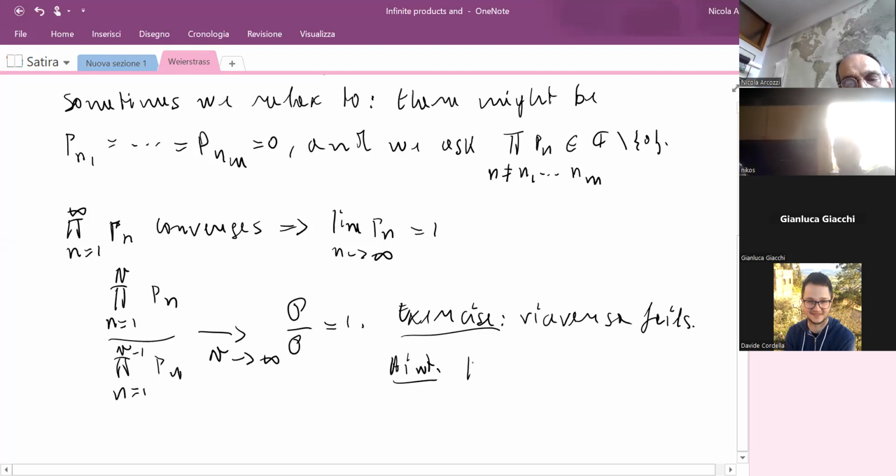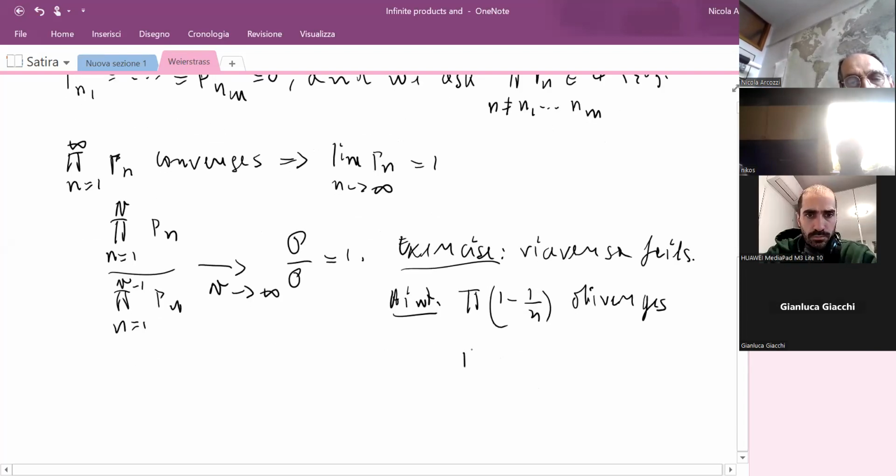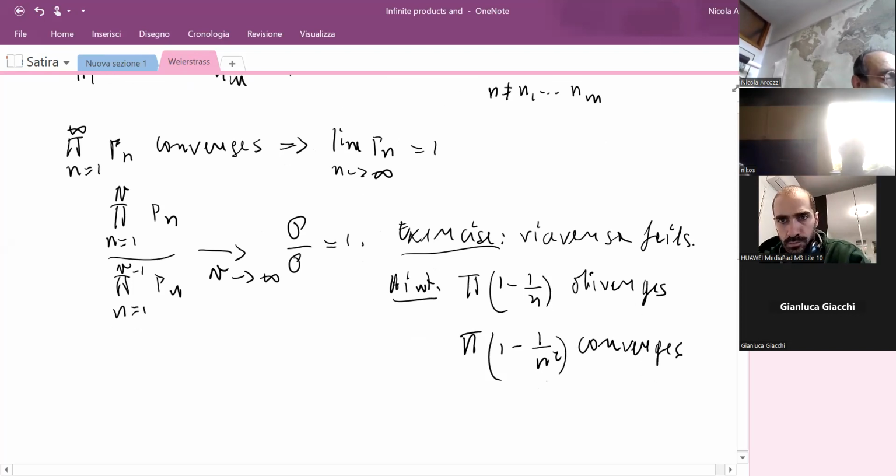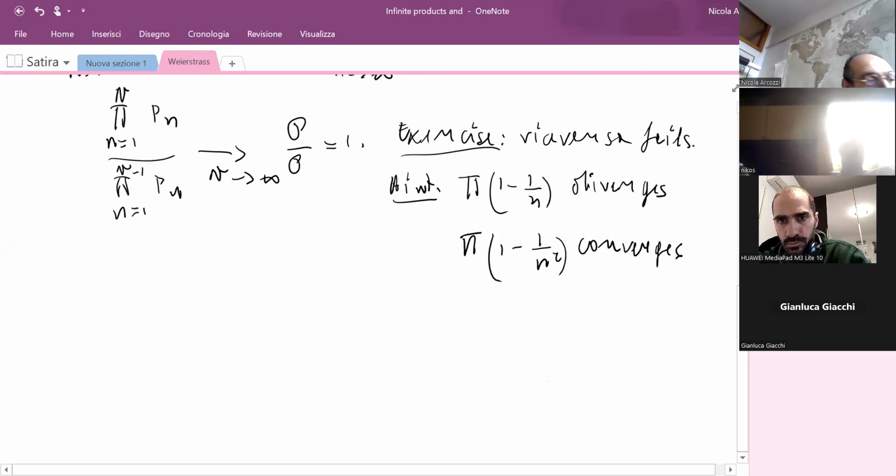For instance, if you consider one example that diverges and this other one that converges. Okay. So I guess I did the exercise myself.